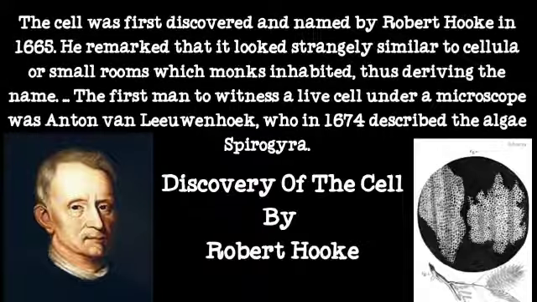Discovery of the cell by Robert Hooke. The cell was first discovered and named by Robert Hooke in 1665. He remarked that it looks strangely similar to cellula, or small rooms which monks inhabited, thus deriving the name. The first man to witness a live cell under a microscope was Anton van Leeuwenhoek, who in 1674 described the algae Spirogyra.